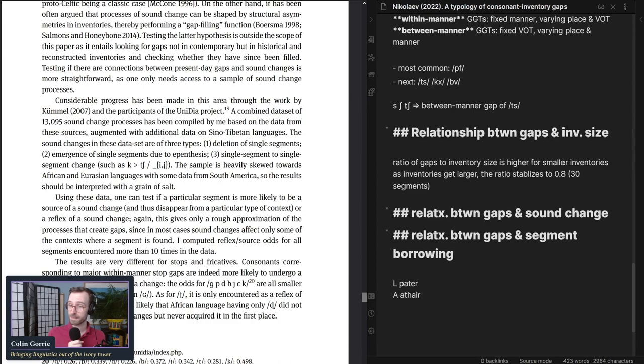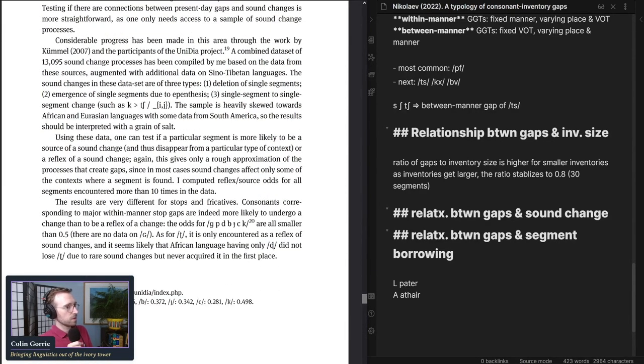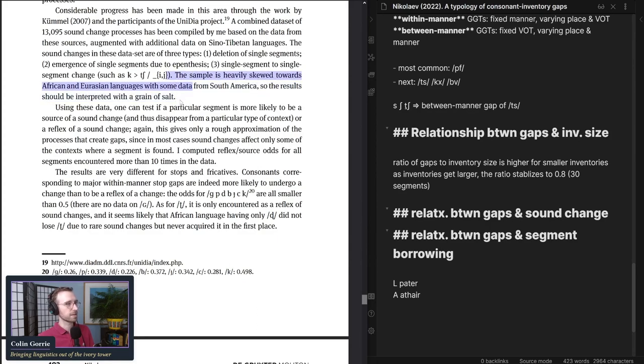Okay, interesting. Hey, this might be interesting, chat. A combined dataset of 13,000 sound change processes has been compiled by the author based on the data from these sources, augmented with additional data on Sino-Tibetan languages. The sound changes in this dataset are of three types: deletion of single segments, epenthesis of single segments, and single segment to single segment change. It's a very skewed dataset because mostly they are from African and Eurasian languages. But given this dataset, we can see if a particular segment is more likely to be a source of a sound change or a reflex, that is the output of a sound change.